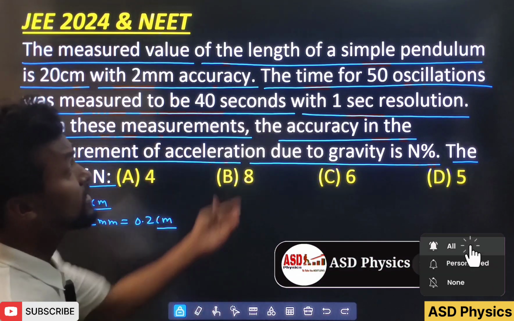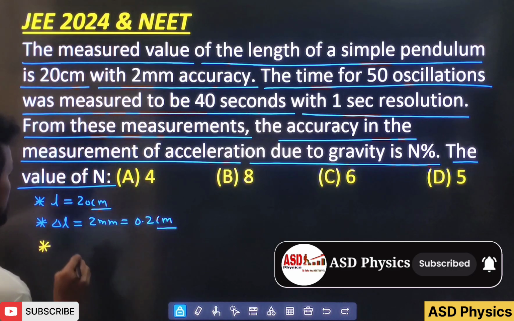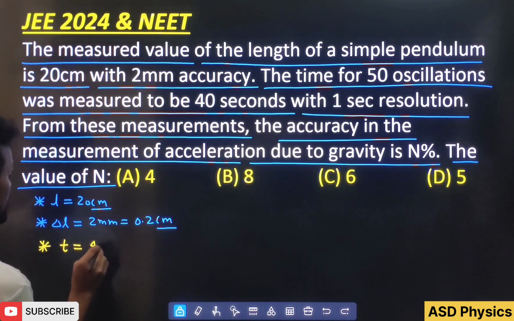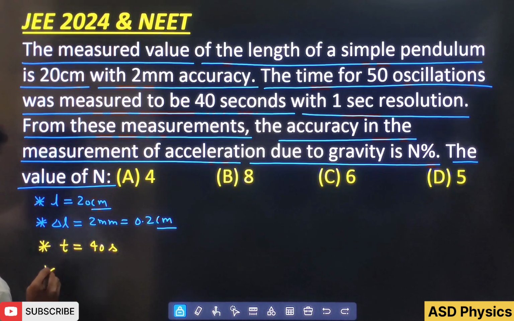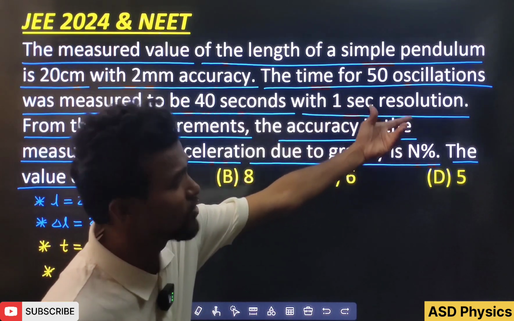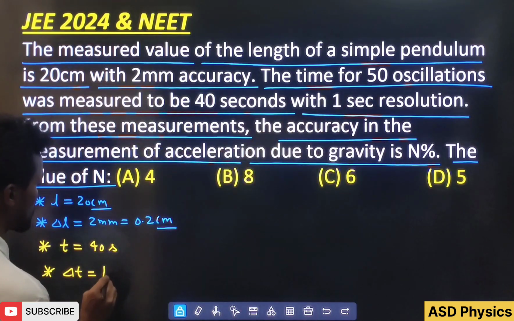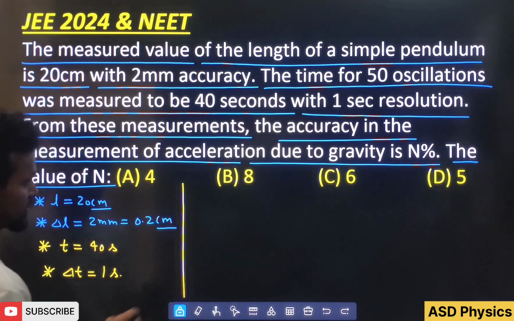After that, what is given here? The time for 50 oscillations is given here as 40 seconds. So T is given here as 40 seconds. And delta T, how much is given here? With 1 second resolution. Even the term resolution we use, so it is given here as 1 second. So this thing is given.